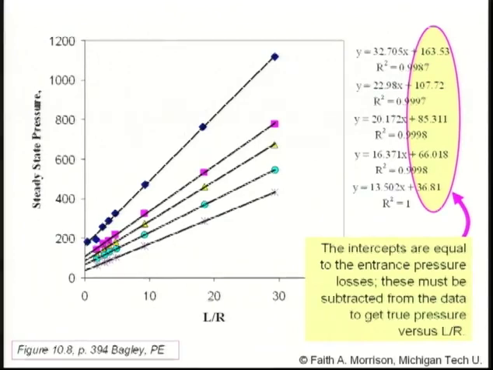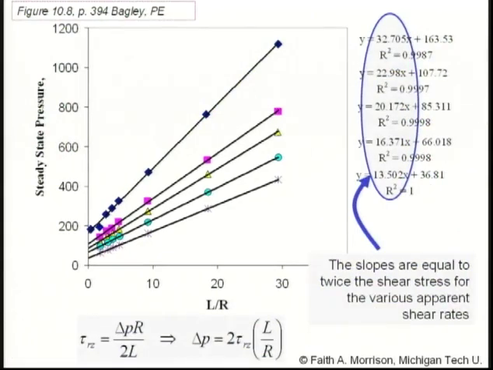In addition, the slopes are also obtained, and those slopes are twice the shear stress. So that way I can essentially average the shear stresses measured from each different set of data in a linear regressive fashion. So in fact, I use these data points here as my shear stresses. I don't average the shear stresses from each one. I use the linear regression result.